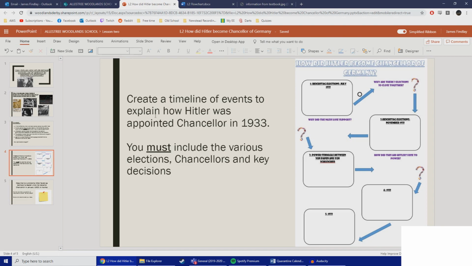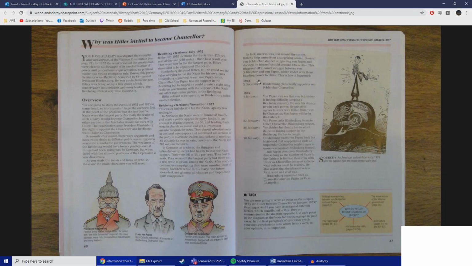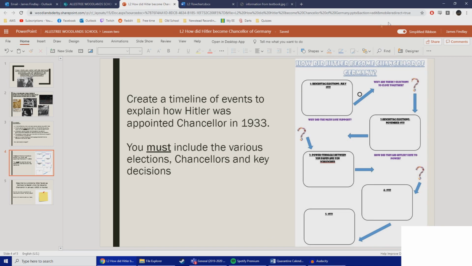Not an issue. Okay, so what you will need to do is look in the folder here, and it says information from textbook. This is the information from the textbook, and you can go through and see what happens in each of the dates. So July 1932, November 1932, and then what happens in 1933. You'll need to read through it all. You'll also need to talk about the chancellors who are at the bottom here and President Hindenburg there, and this will enable you to fill in this flowchart. If you read it through, it will become really, really obvious, I promise.